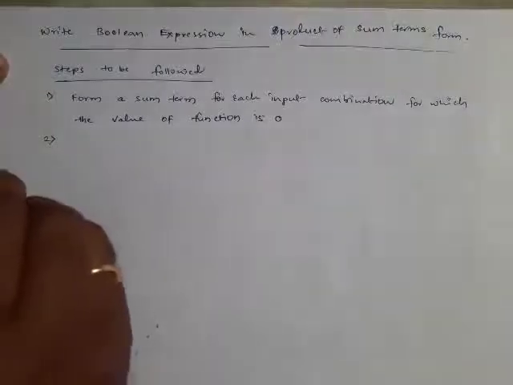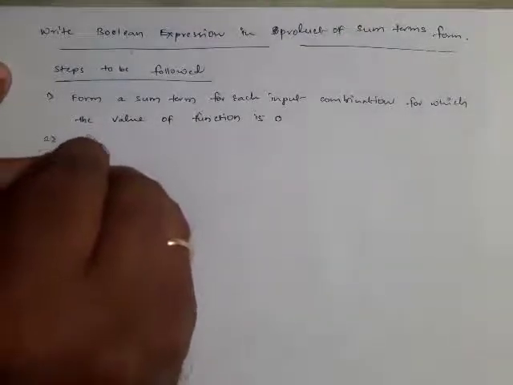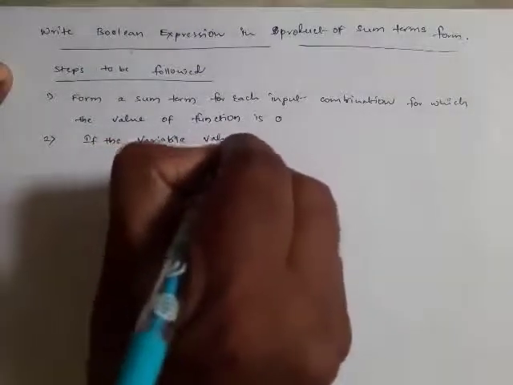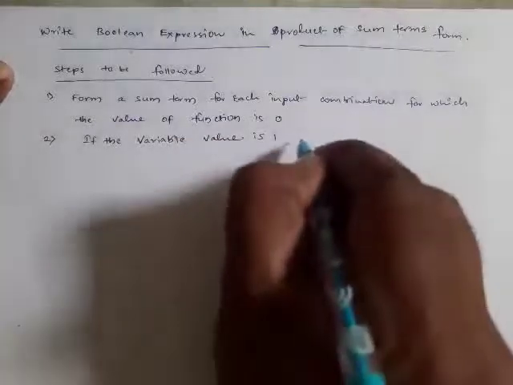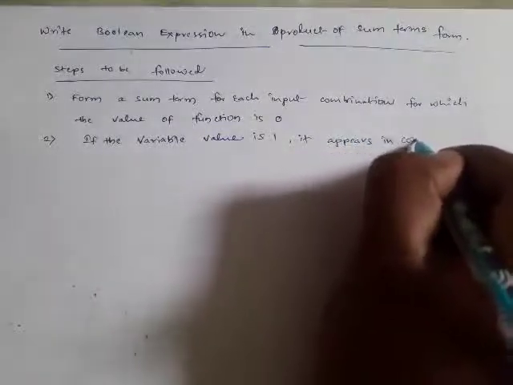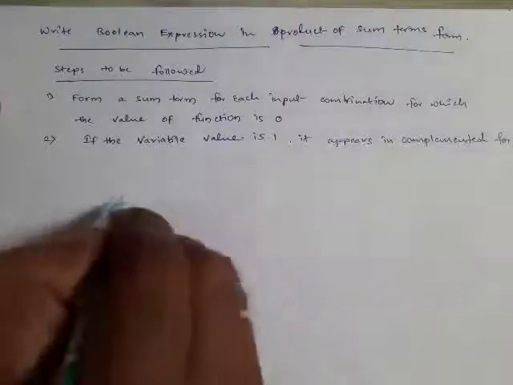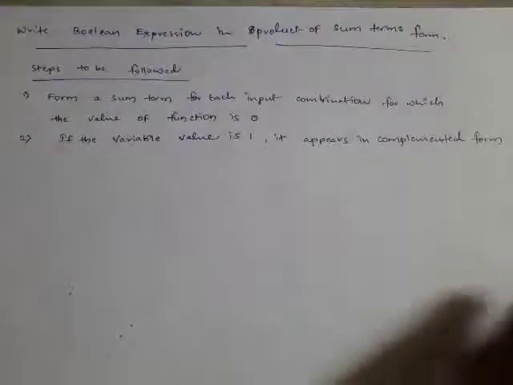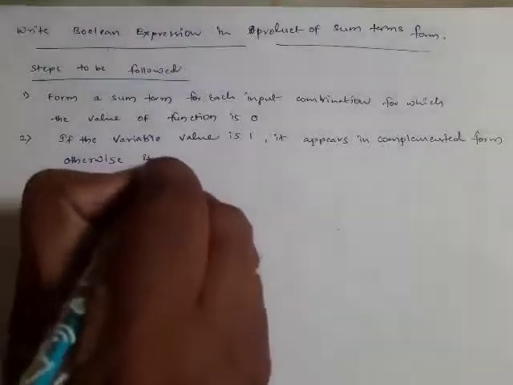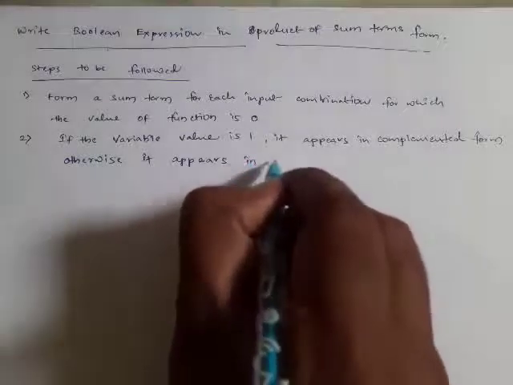Next, if the variable value is 1, it appears in complemented form. Otherwise it appears in original form.